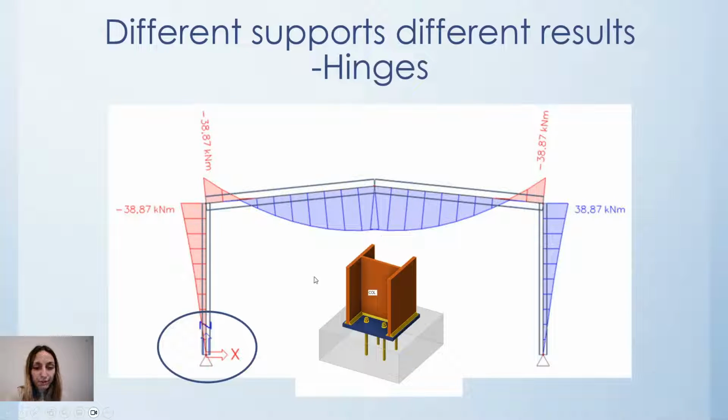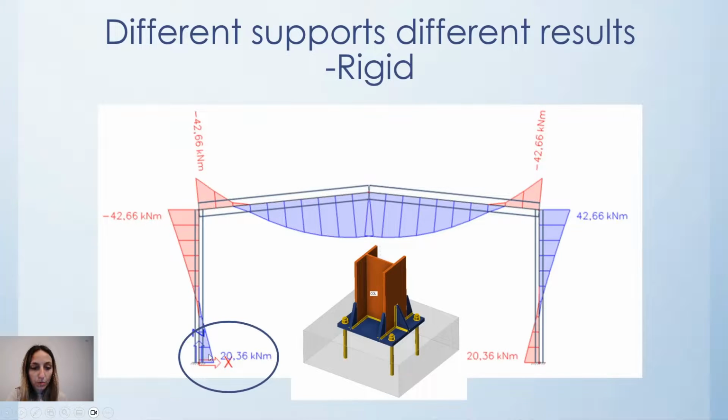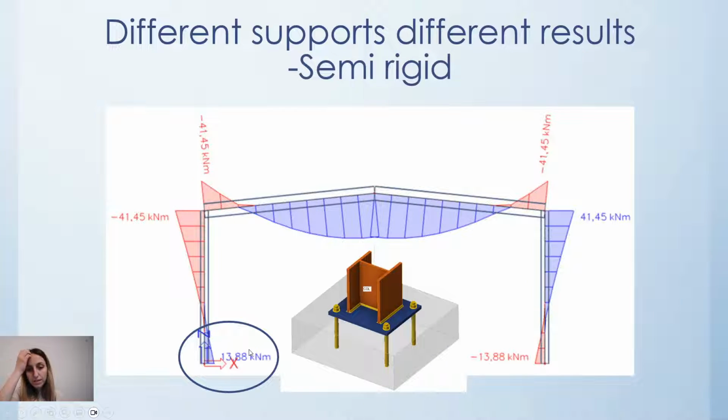So if we have hinged supports, this is how the diagram of the bending moments would look like, and we will have a zero bending moment in the supports. Then if we have rigid supports, we will have the maximal bending moment, which in this example is around 20 kilonewton meters. And last, if we have a semi-rigid support, then in that case we will have something below the value of 20, and in this example it's around 40 kilonewton meters.